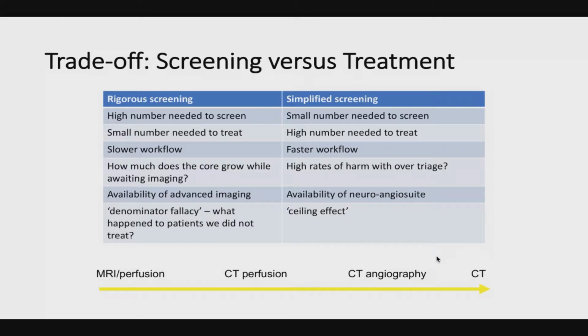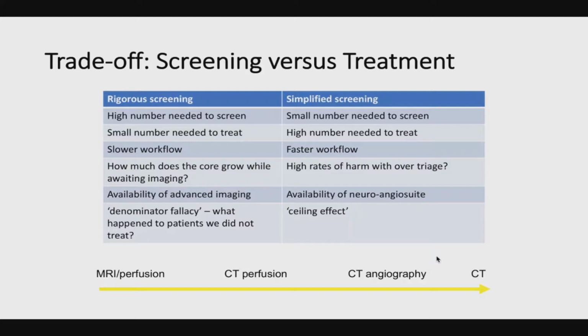Now, the other thing we have to worry about with a more rigorous screening process is what we call the denominator fallacy. I will talk about this in a little bit, but basically it means that because we are more strict, we are treating fewer patients. What happens to the other patients that we are not treating? Nobody's talking about those patients. Like with the Mass General report, when they talk about their success rate of 74%, what happened to the other patients that they did not treat that may have benefited from treatment? We don't know about that.